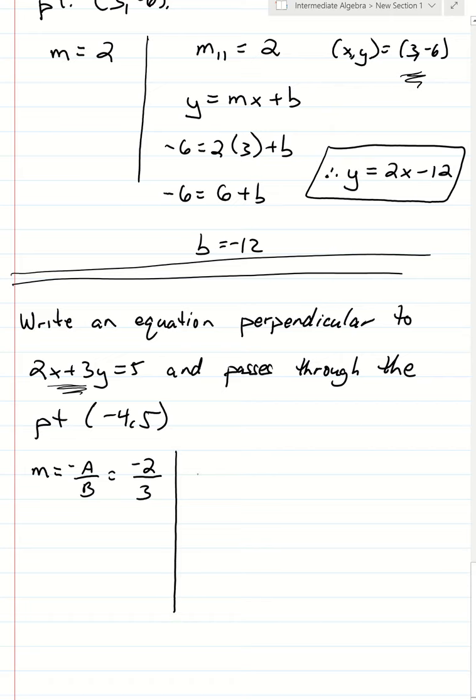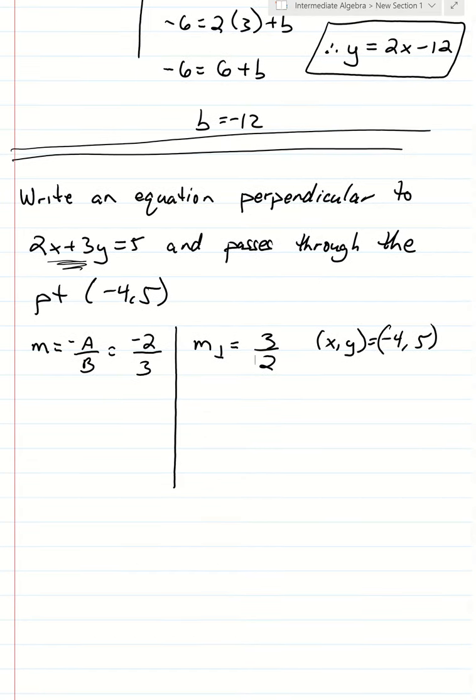But now remember, we need the slope that is going to be perpendicular. So I need the opposite and reciprocal slope. Opposite means I change my sign, so that's positive. Reciprocal means I have to flip the fraction, 3/2. So now we have the slope that is perpendicular, and we are also given, once again, an x, y coordinate of -4, 5. And now I have enough information that I can solve for my equation.